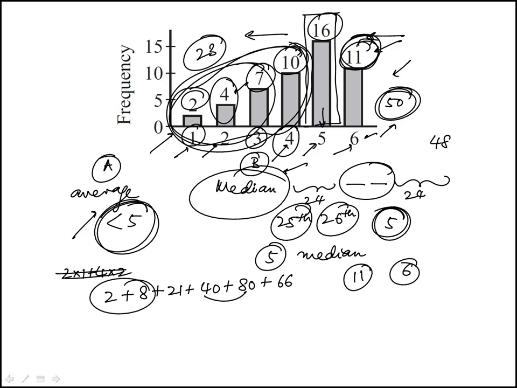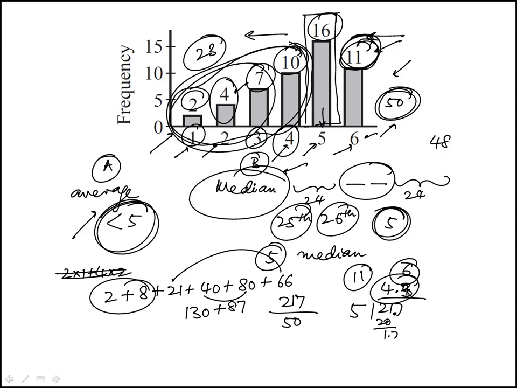120. That's 10. That's 130. And then 66 plus 21 is 87. So is that right? 120, 130. Yeah, 87. So that's 217, and we have 50 data points. So 217 divided by 50 is 4.3. And that's less than 5. So the answer is quantity B is greater, choice B.